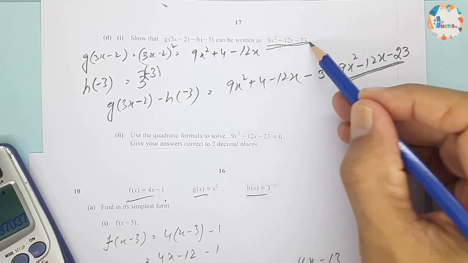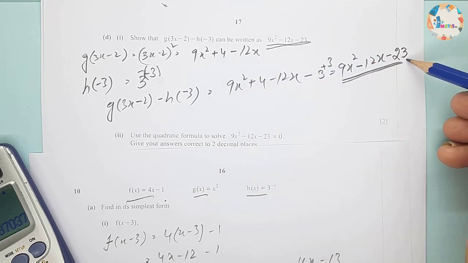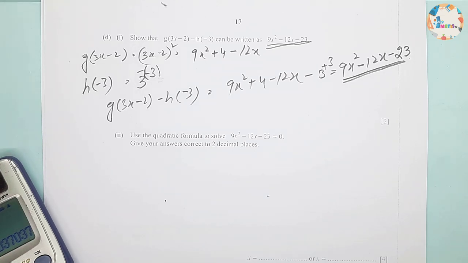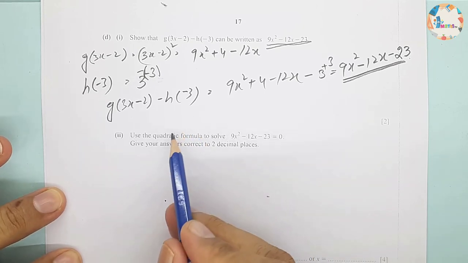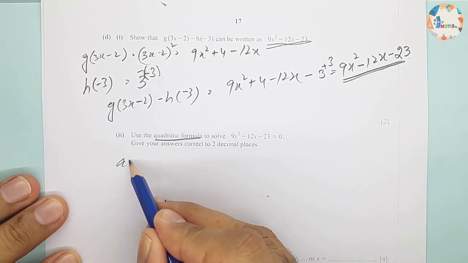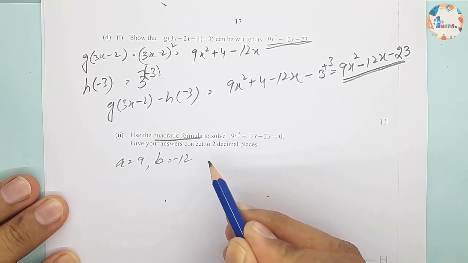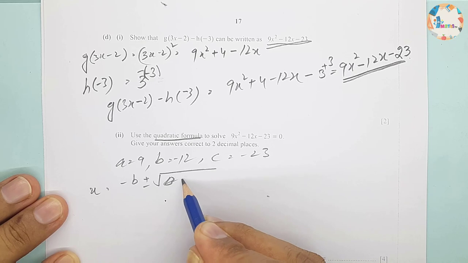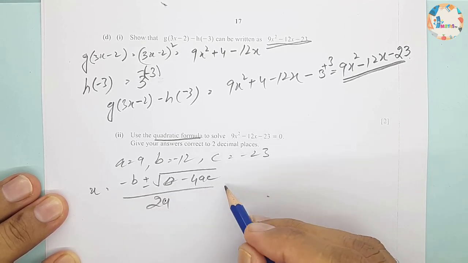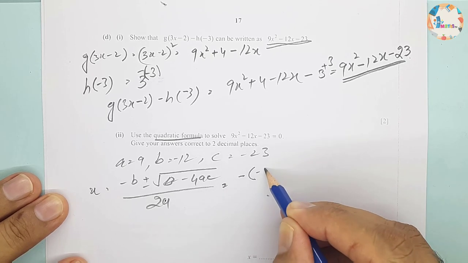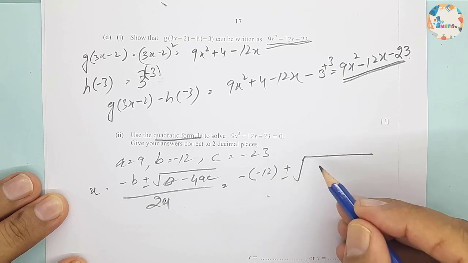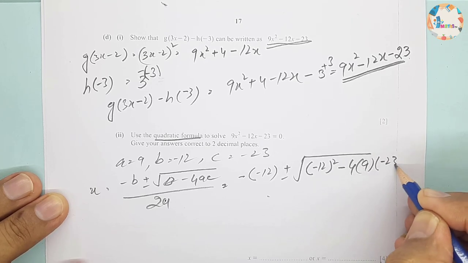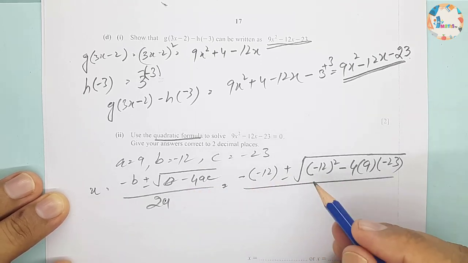See this equation, 9x squared minus 12x minus 23. Now they are saying second part, use the quadratic formula to solve this. They are specifying that we have to use the quadratic formula, so we cannot use any other method. So a is equal to 9, b is equal to minus 12, and c is equal to minus 23, and the quadratic formula, we know x is equal to minus b plus minus square root of b squared minus 4ac over 2a, and we will be replacing values in this. Minus b means minus 12, plus minus b squared means minus 12 squared, minus 4a is 9 into c is minus 23, over 2a, 2a means 2 into 9.